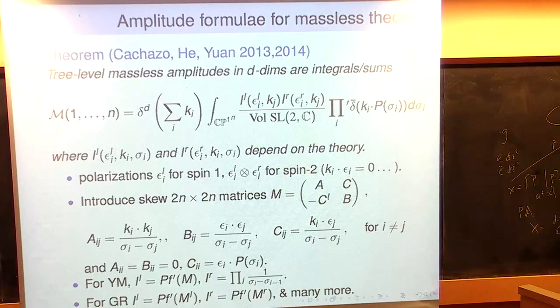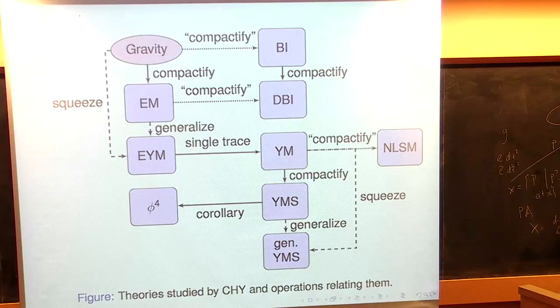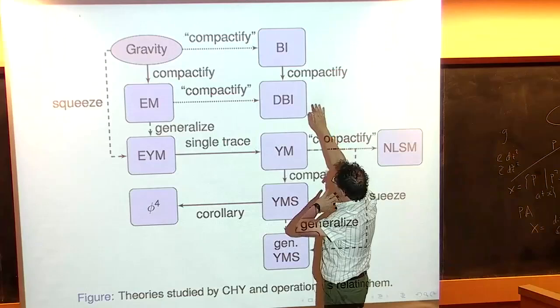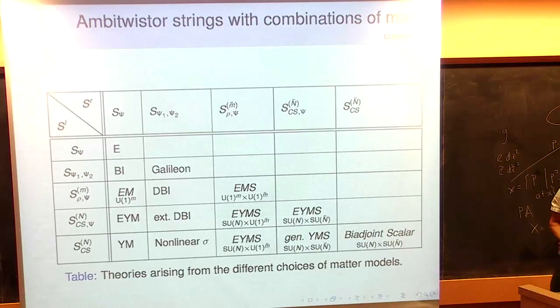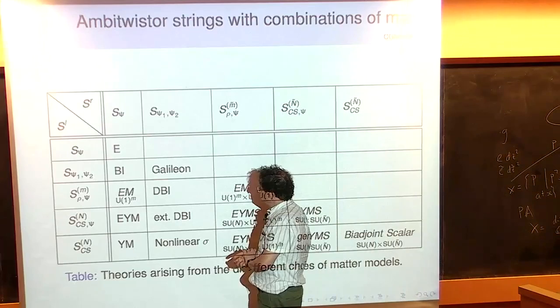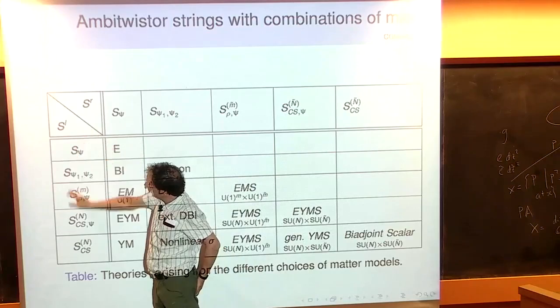Right. So in fact, they have this array of theories. They can do gravity, they can do various things: Born-Infeld, Dirac-Born-Infeld, Einstein-Maxwell, Einstein-Yang-Mills, and so on. They do all these other things here. And we can obtain all of those by introducing different worldsheet matter fields. So you can just have one for the left, one for the right.